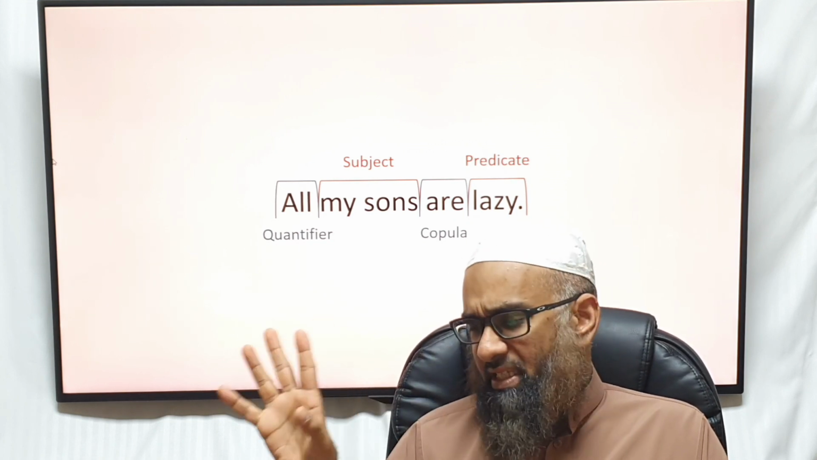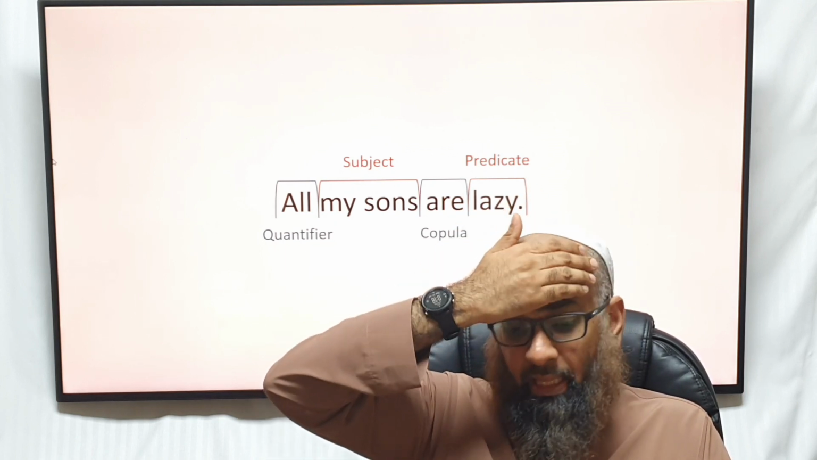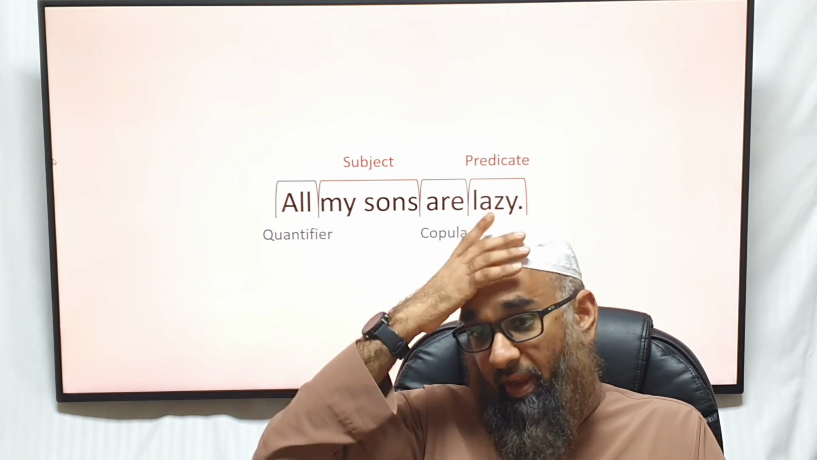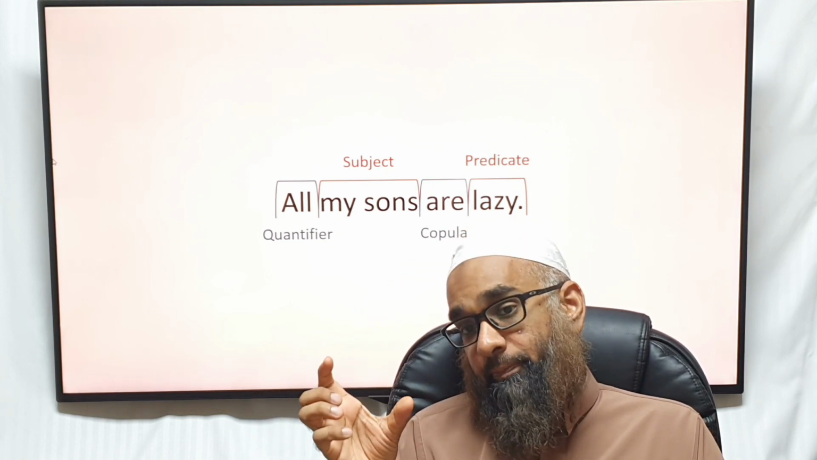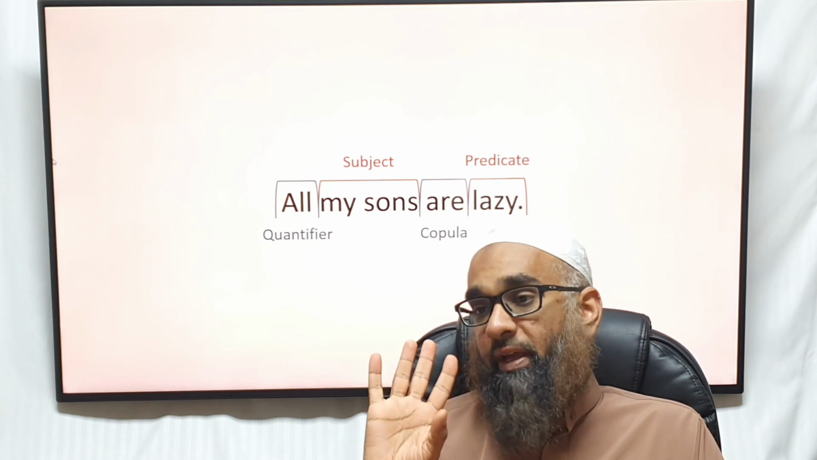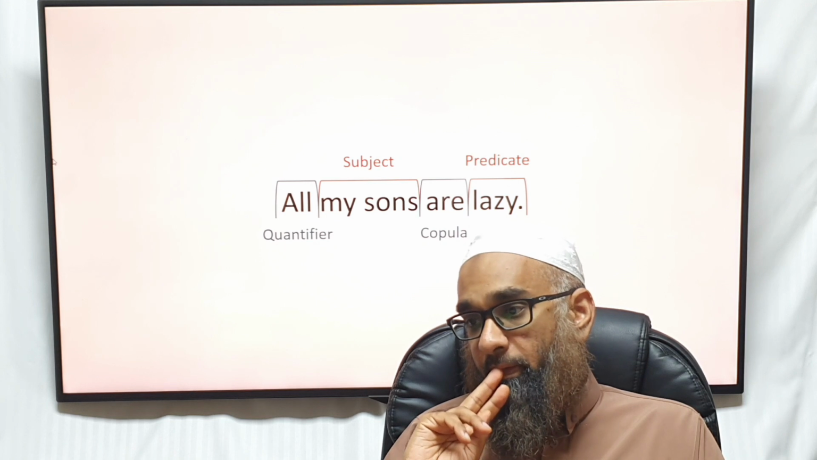So subject and predicate is easy. The copula is not really going to play much of a part in mantiq. That's a grammatical function really. The main thing that plays a function is a quantifier. Is this statement talking about everything or some things of that category? So the main things are subject, predicate and the quantifier. You following? Okay?